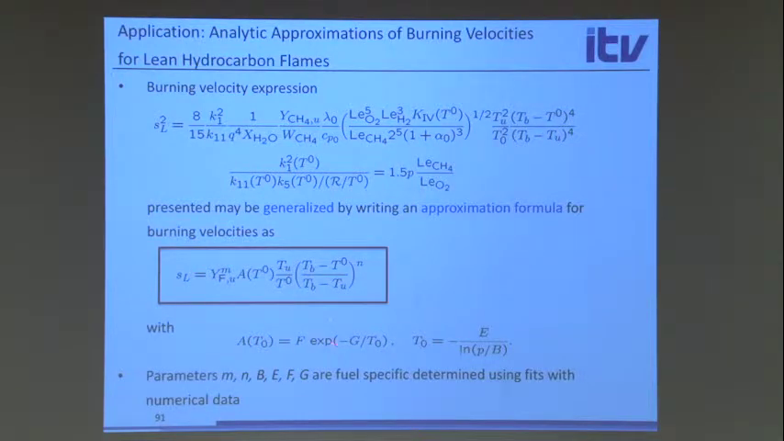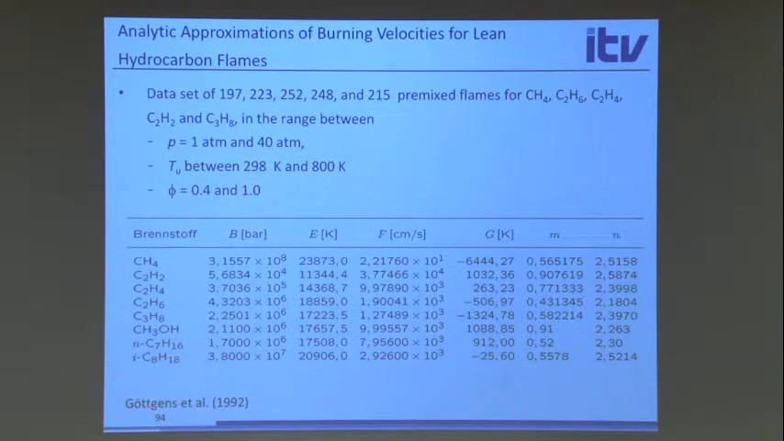So if you write it like this, the functional form is very similar to this, but you have a lot of parameters here, M, N, B, and so on. These are all free parameters. Then this is done in this paper here.